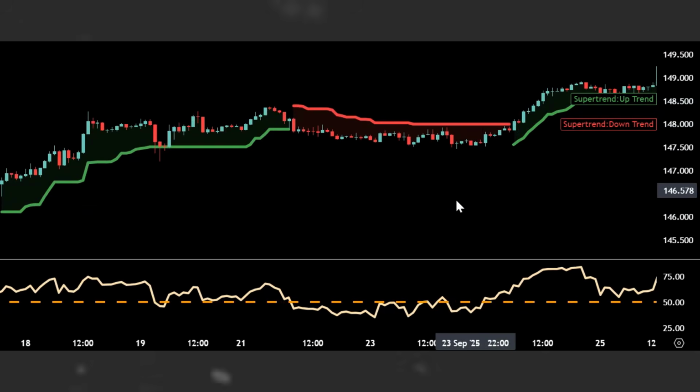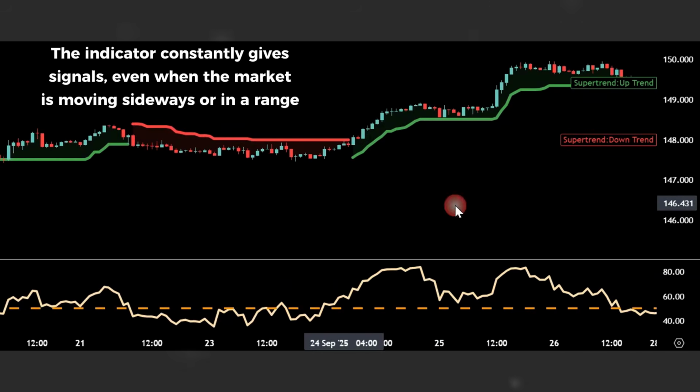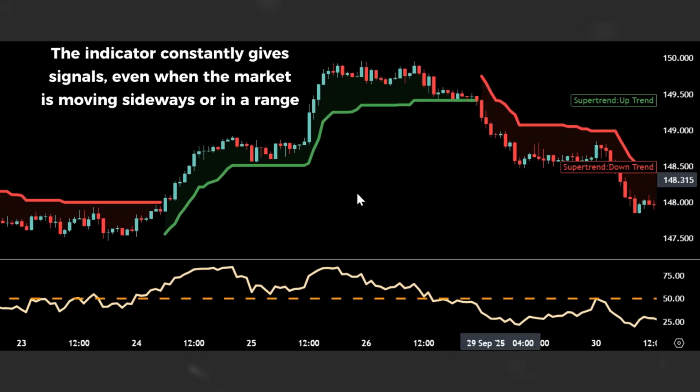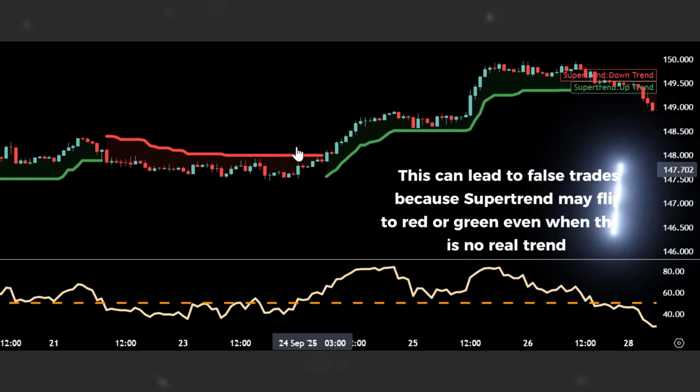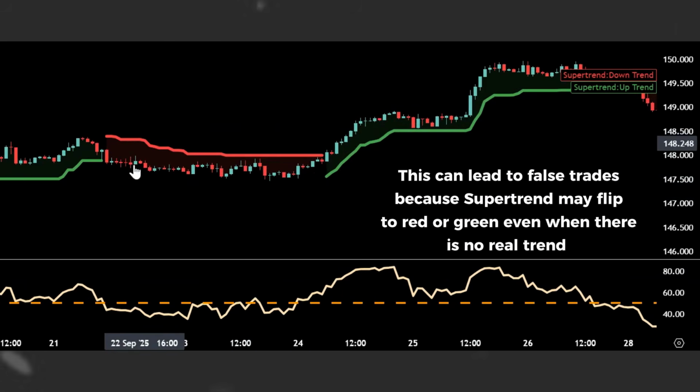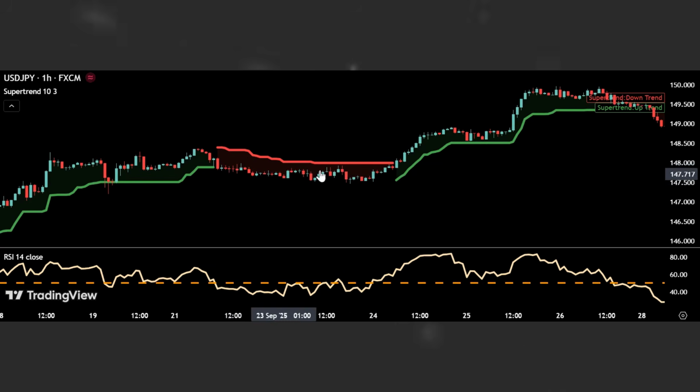However, there is a problem. The indicator constantly gives signals, even when the market is moving sideways or in a range. This can lead to false trades because Supertrend may flip to red or green even when there is no real trend. This is where RSI comes in. RSI measures the momentum of the market. By using RSI as a filter, we can avoid most of these false signals.